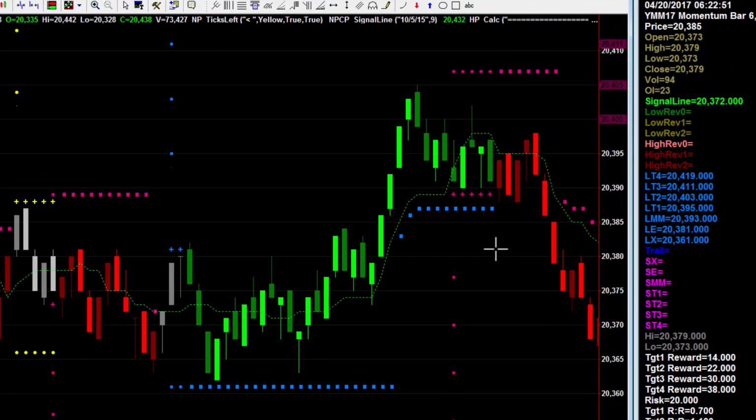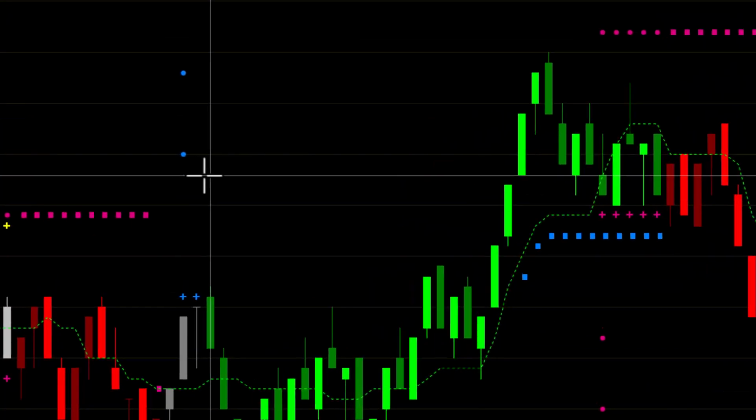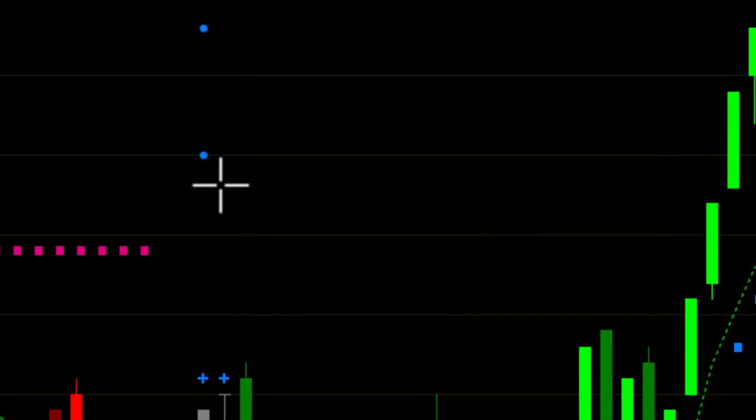We've got this trade here. How do I know it's a trade? Well, the little plus sign is your entry. If you're above the line, you're going long. If you're below the line, you're going short. There's our target 2. And that little itty-bitty dot right there is our money management target.